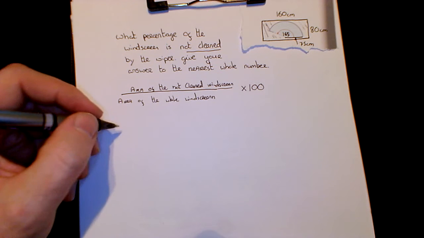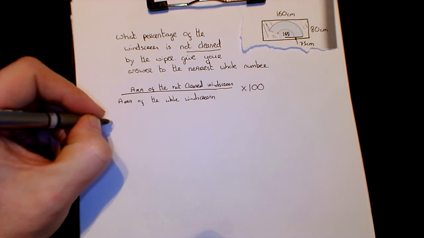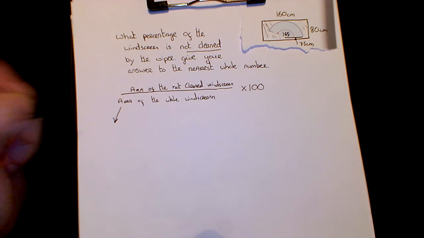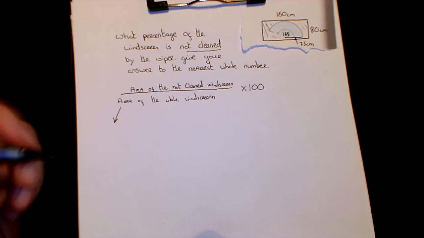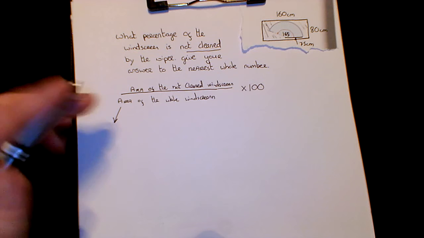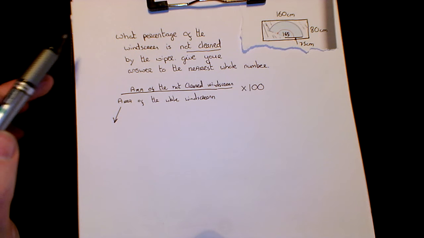So the first thing, I will find the area of all the windscreen. Okay, so I'll do this, the area of all the windscreen. That'll be the easiest bit. And if you're in an exam and you are really stuck, well, that's one thing you could do.